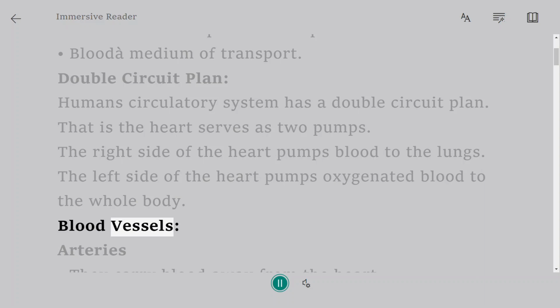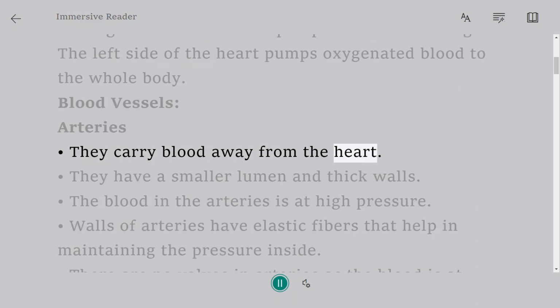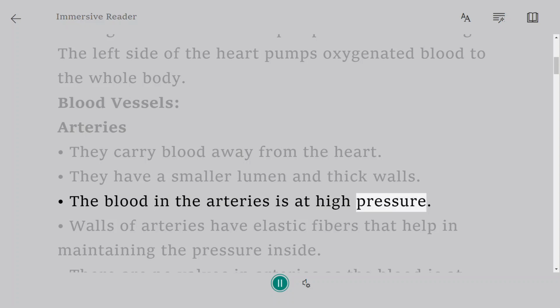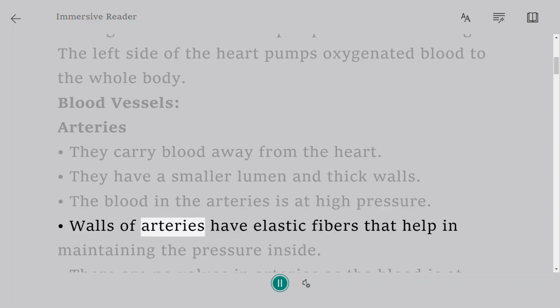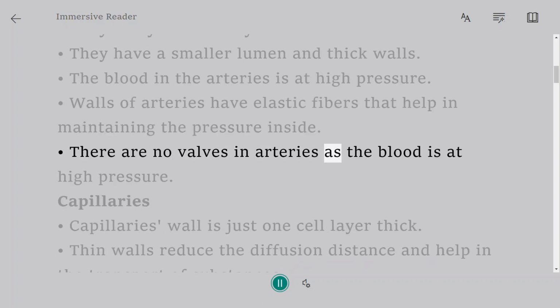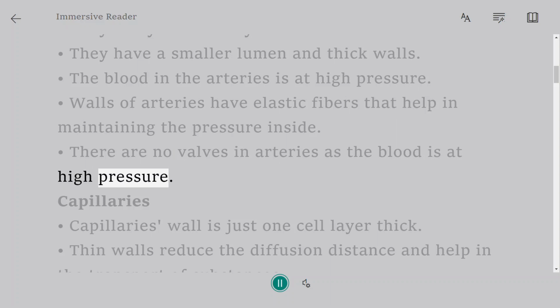Blood vessels. Arteries. They carry blood away from the heart. They have a smaller lumen and thick walls. The blood in the arteries is at high pressure. Walls of arteries have elastic fibers that help in maintaining the pressure inside. There are no valves in arteries as the blood is at high pressure.